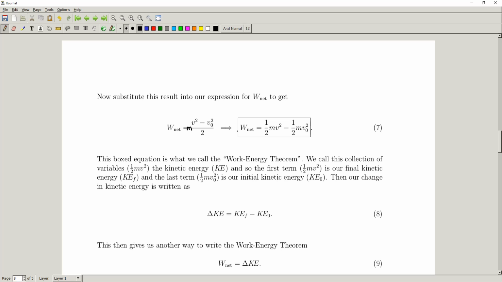Well, before we get into what it's telling us, let's name some of these terms. Okay, so we call this collection of variables, this half mv squared, as I have a little discussion about it here, our kinetic energy, and we sometimes relabel that as KE. So that's our kinetic energy, a half mv squared.